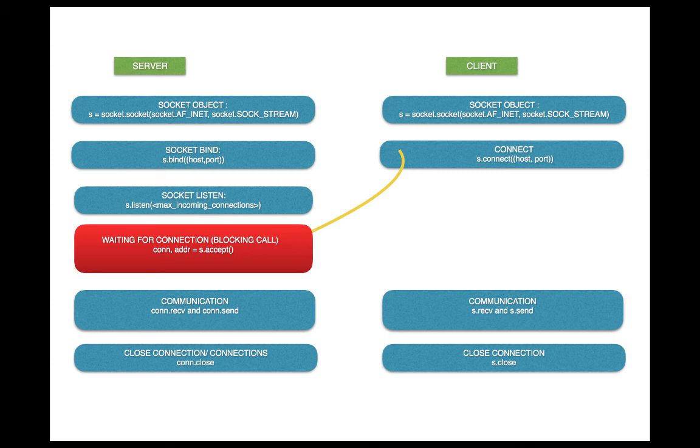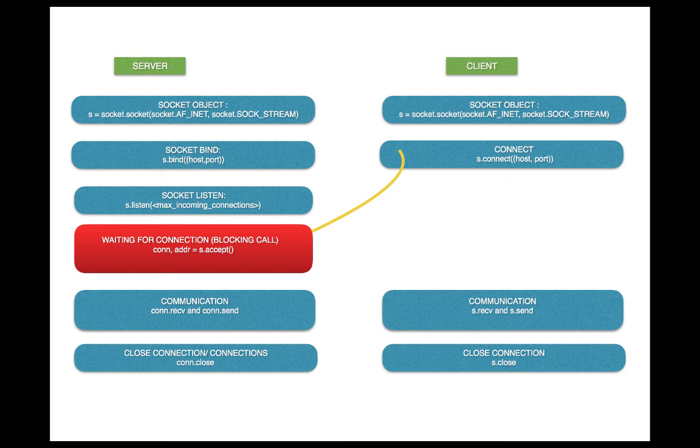If we now look at the client, the steps are easier and simpler. First it creates a socket object similar to the server, and then the client simply calls the socket object's connect method on the given host and port. Once it calls the method on the given host and port, the connection is established to the specified host and port, shown in the yellow line. And then this blocking call is resolved. This blocking call accept returns con and address. Con is the connection object, and here s is the socket object.